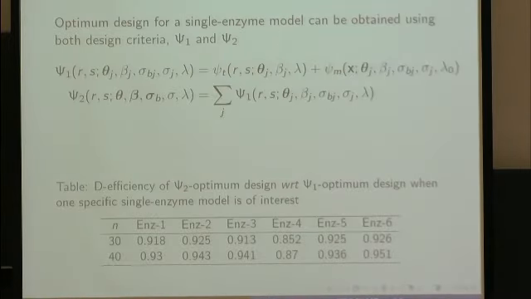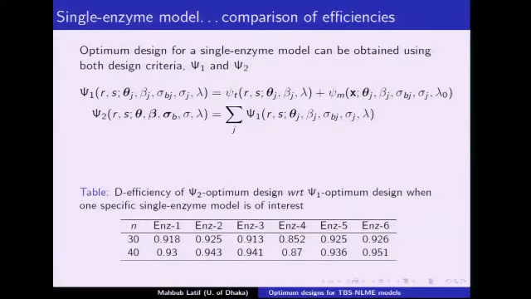So this is the table. It says that if there are 30 runs, and you use the psi 2 design for estimating the single enzyme model, then you will lose about 10% efficiency. And you see this is more for enzyme 4. One thing is, if you remember the prior values, the enzyme 4 value is a little bit higher. This could be the reason, because it loses more efficiency here.